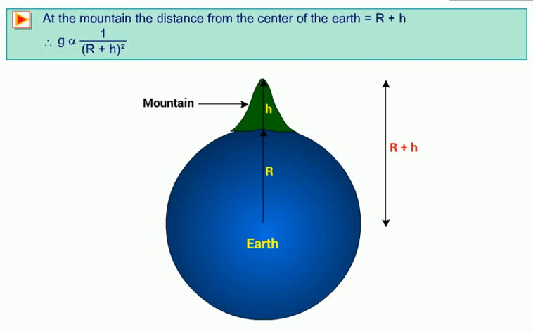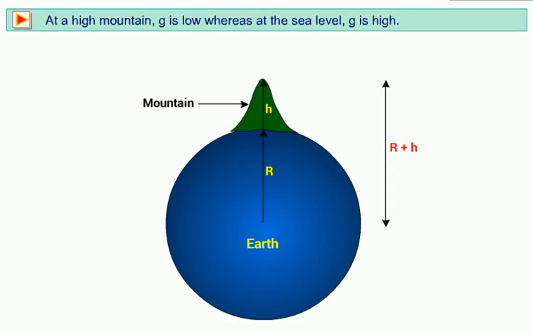But at the mountain, the distance from the center of the Earth is equal to R plus h. Then g will be proportional to 1 divided by (R plus h) whole squared. Dear students, at a high mountain, g is low, whereas at sea level, the value of g is high. Thus, g decreases with altitude.